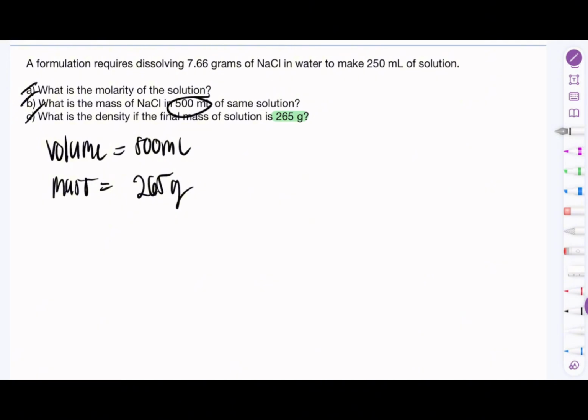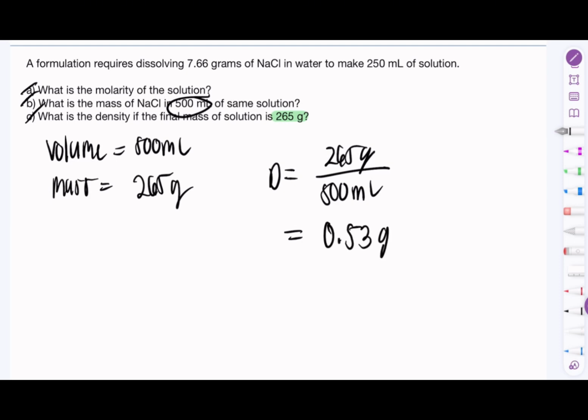Now, can we solve it directly with the formula of density? Yes, because the volume is for the whole solution and the mass is also for the whole solution. So density is equal to 265 grams over 500 ml. 265 over 500 is 0.53 grams per milliliter.